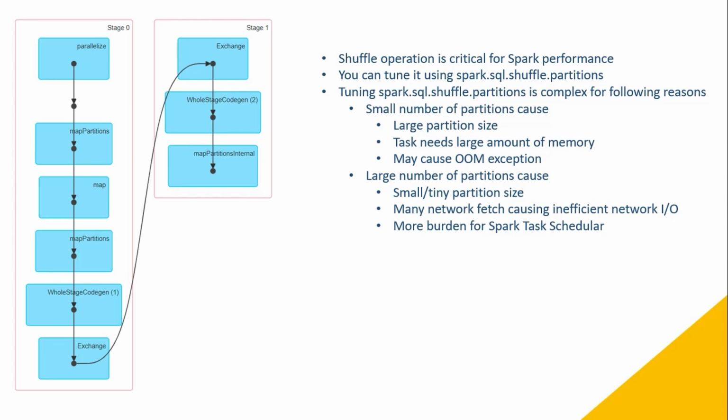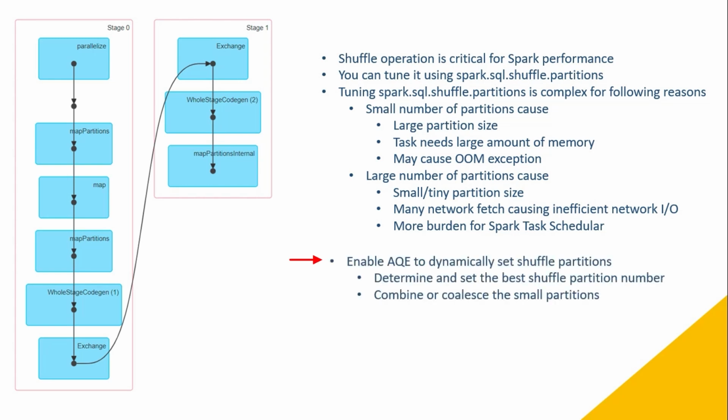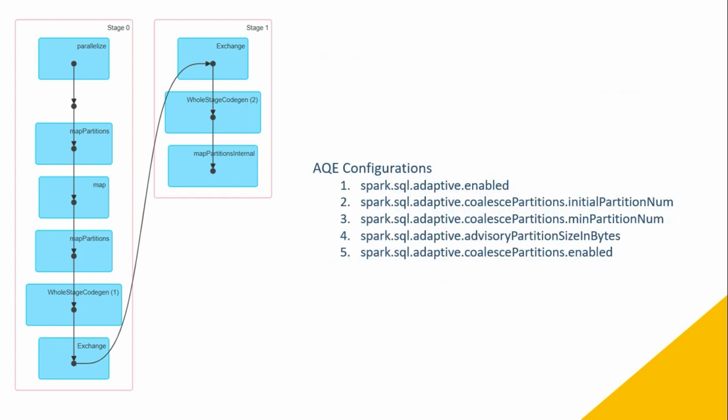Make sense? Great. To solve this problem, we can set a relatively large number of shuffle partitions at the beginning and enable adaptive query execution. The AQE feature of Apache Spark will compute shuffle file statistics at runtime and perform 2 things. Determine the best shuffle partition number for you and set it for the next stage. Combine or coalesce the small partitions into bigger partitions to achieve even data distribution amongst the tasks. Make sense? Great. You can enable AQE using the following configuration. The default value of this configuration is false.